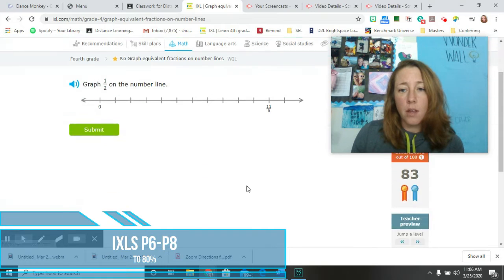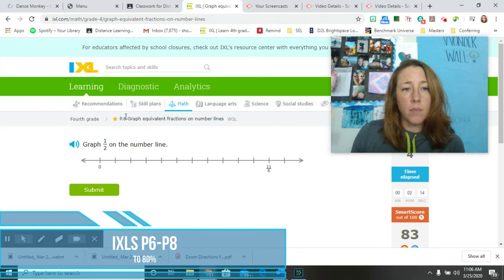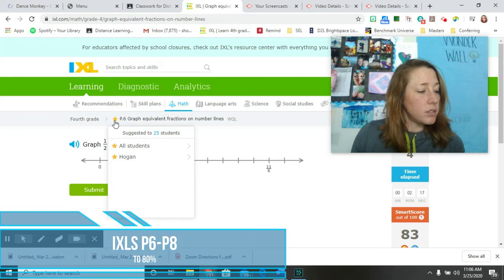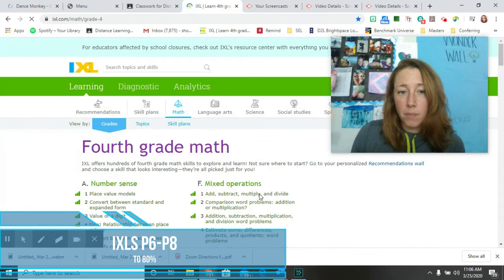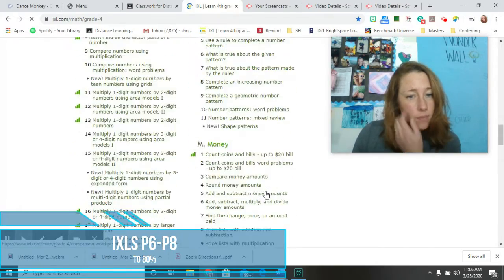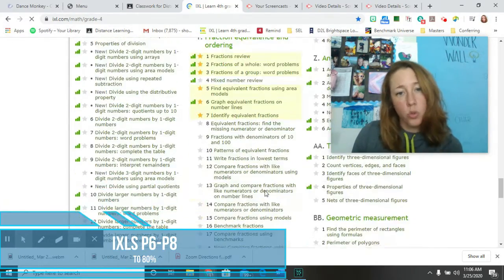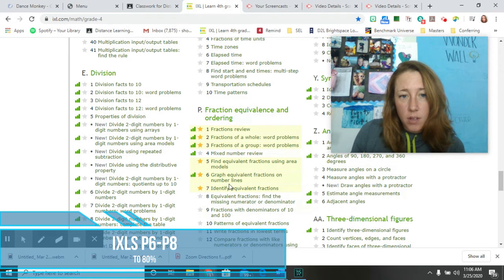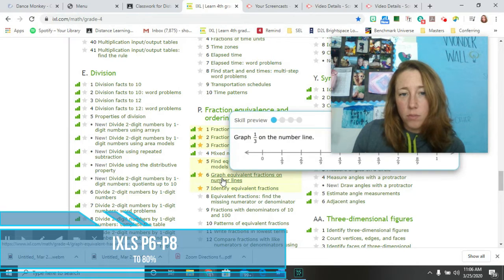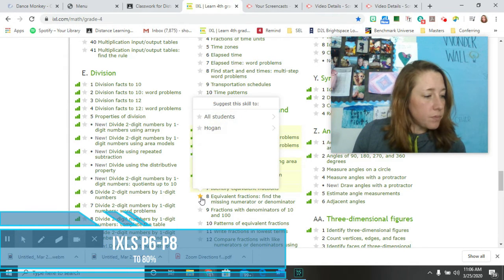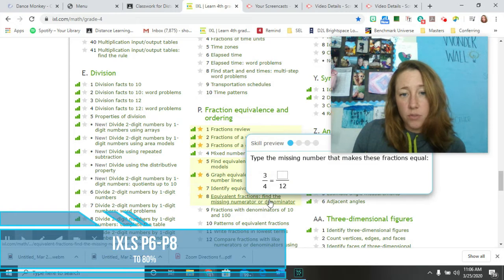And then I'm doing P8 and P7 as well. So let's go back and take a look at those real fast. So it's graphing them on a number line and then identifying them. And equivalent fractions, find the missing numerator number. So this is what you did in the paper, so I'm not even going to show you that one either.